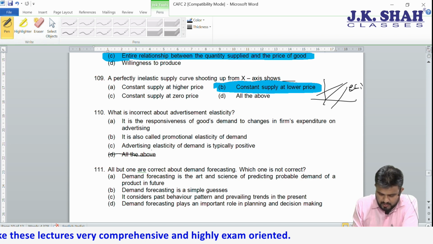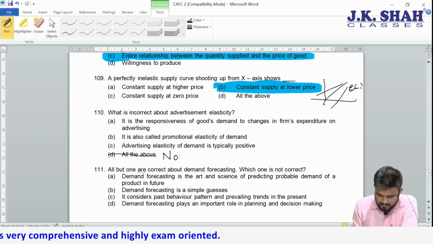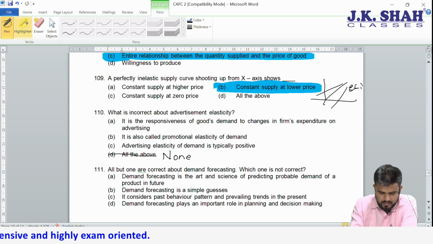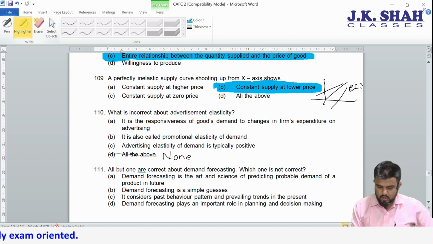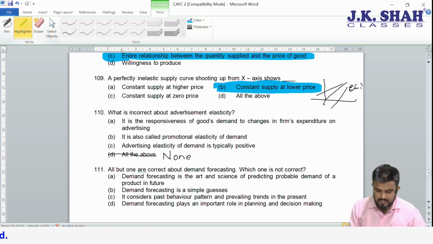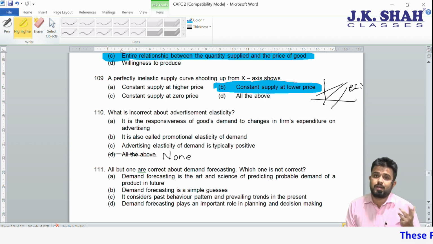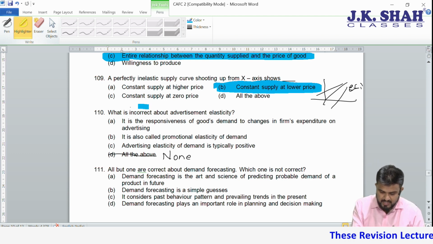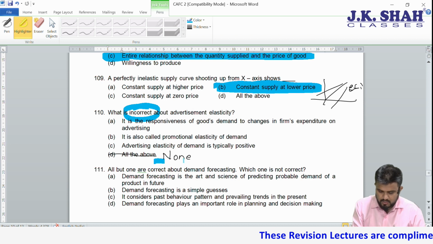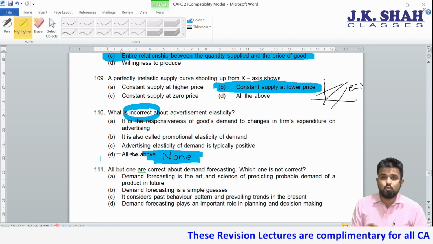Here there is a small correction. None should be the answer because all three are correct. It is the response of goods demand to expenditure on advertisement. They are asking what is incorrect. So the correct answer is none. Please do the correction.